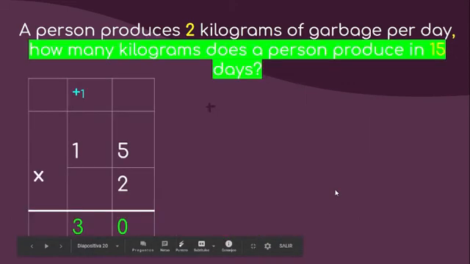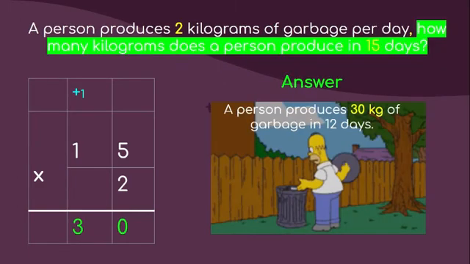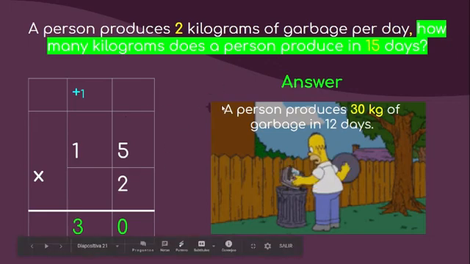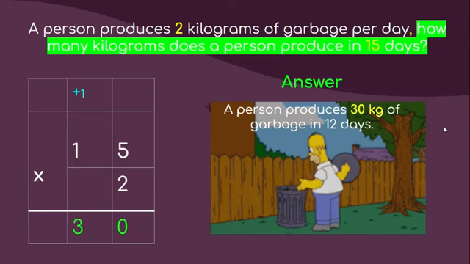But remember that we need to answer the question. So, how many kilograms does a person produce in 15 days? We need to write an answer to this problem. And it looks like this. A person produces 30 kilograms of garbage in 15 days. Having the operation and a written answer, the problem is complete.